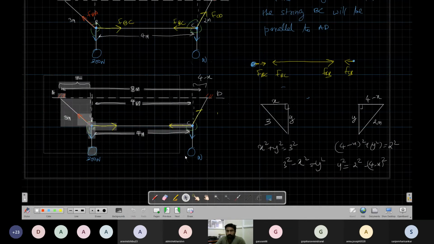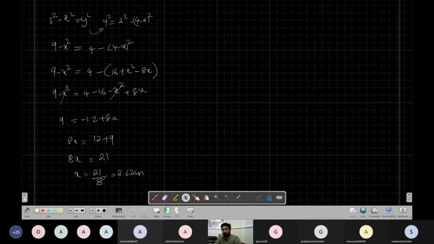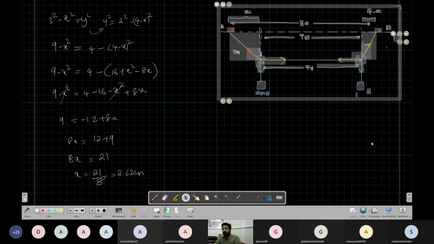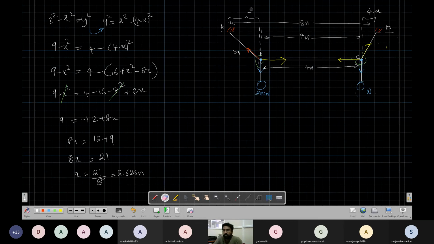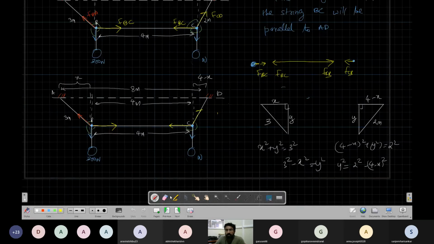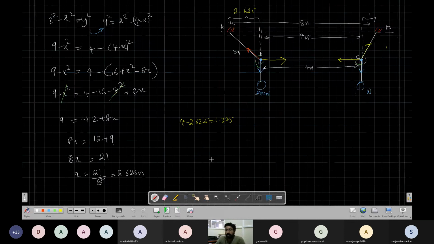So let's take this. So this is now 2.625. Okay, this is 3. Now this is 4 minus 2.625. So 4 minus 2.625 will be equal to 1.375. Because this is 4 minus x.